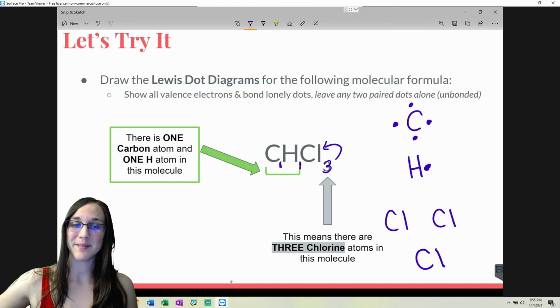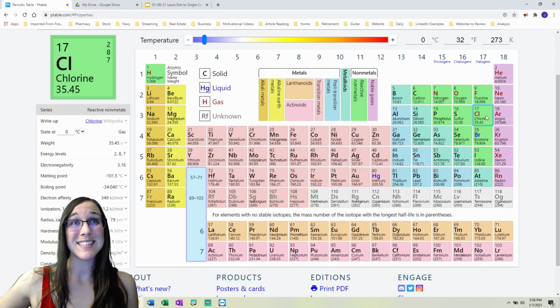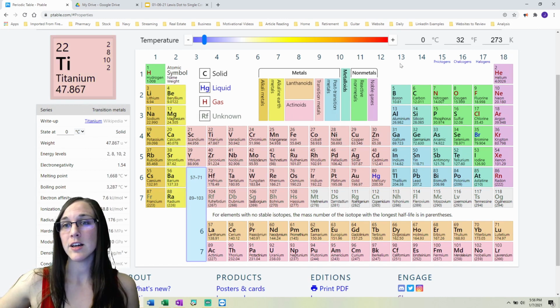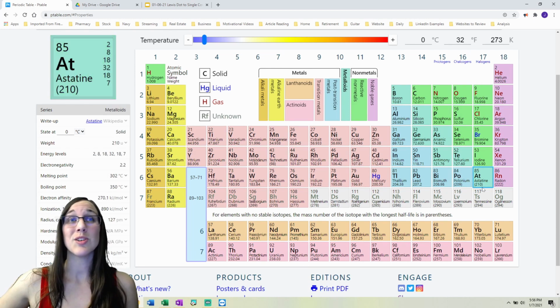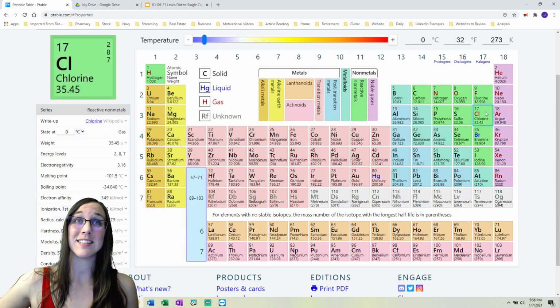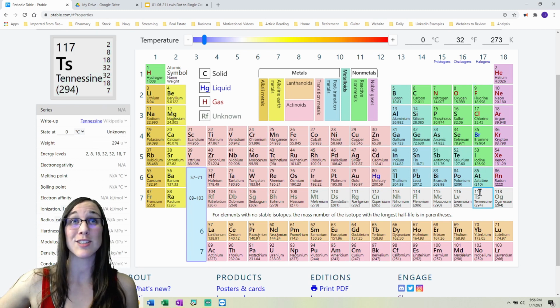How about chlorine? Chlorine's number on the periodic table is 17. You could do a shell model to figure out its valence, or we could use the shortcut. There's 1 valence here, 2 valence here, 3 valence here, 4 valence here, 5 here, 6 here, 7 here. So we know that chlorine has 7 valence electrons because it happens to be in this column.